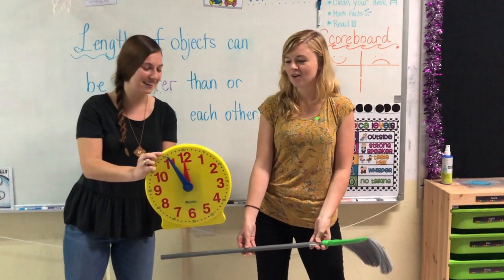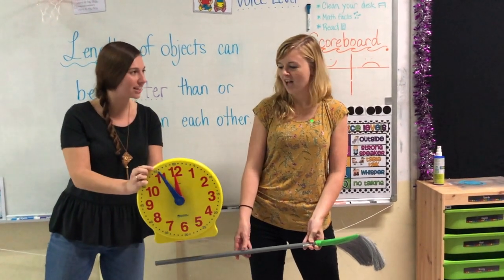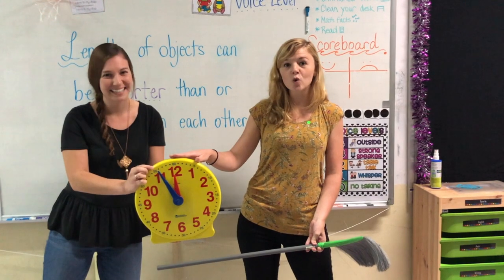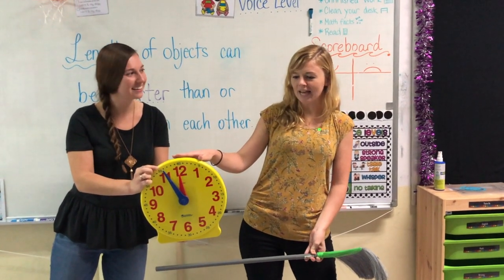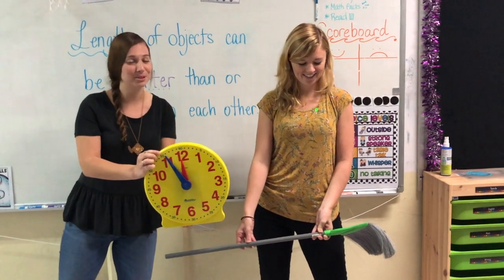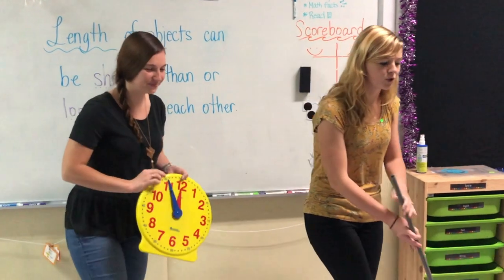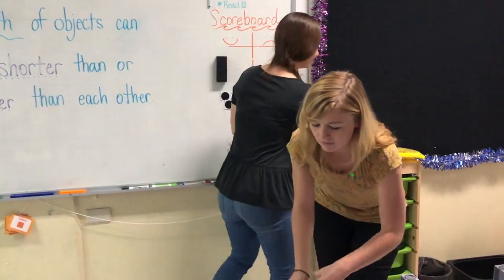All right, the answer is in. Miss Hannah, what's the shorter object? The clock is the shorter object. But Miss Celia, which one is the longer object? I definitely think the broom is the longer object. Very good. Let's compare 2 more objects.